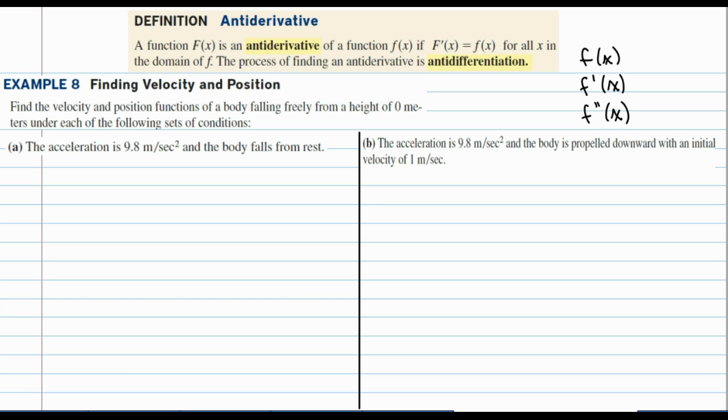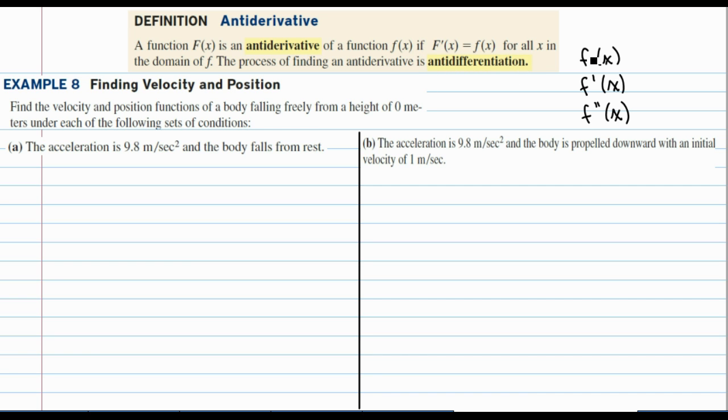It's called the antiderivative. A function capital F of x is an antiderivative of a function f of x if the derivative of that antiderivative is f of x. I know that sounds a little confusing, but hang on a second. For all x in the domain of f, the process of finding an antiderivative is antidifferentiation. Whew, that's a lot of syllables.